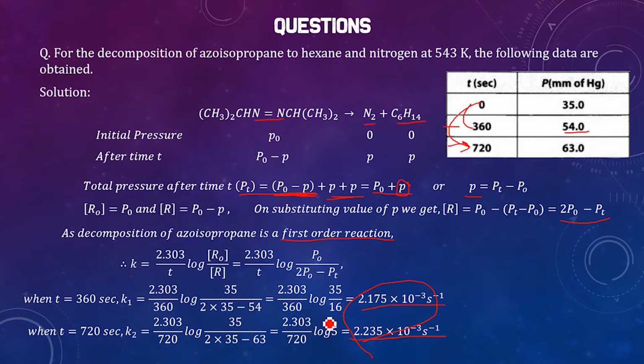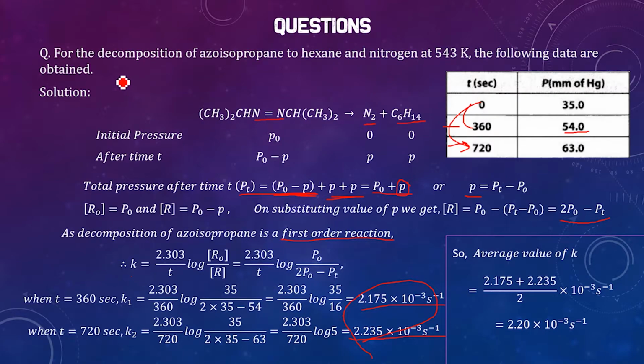But in this case, a part is missing over here. So the question is, what will be the average rate of reaction? This part is there. Find the average rate of reaction. This is the question. Average rate of reaction you have to find.